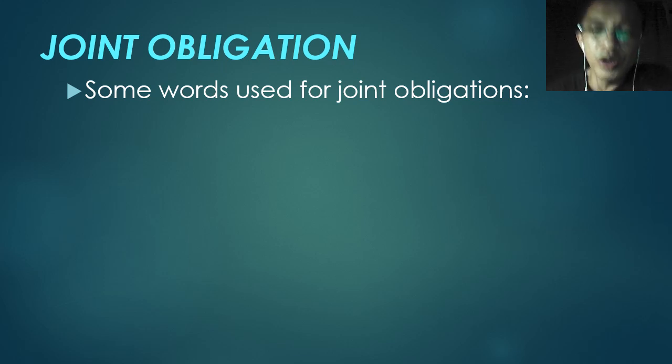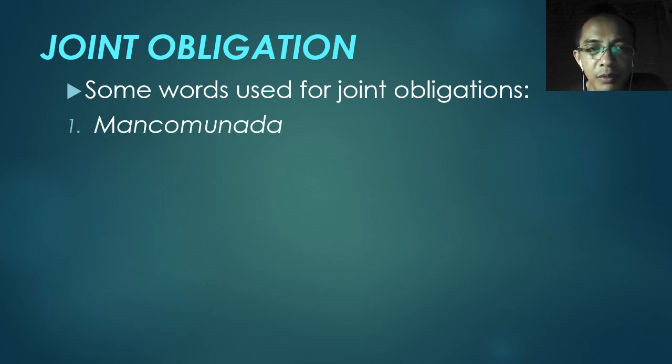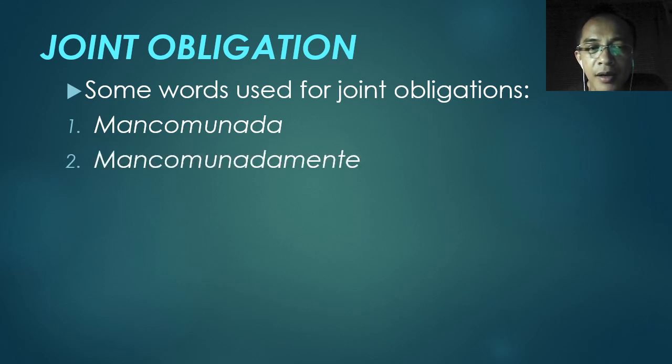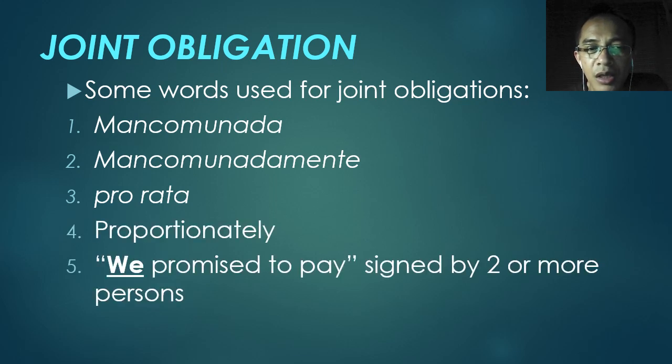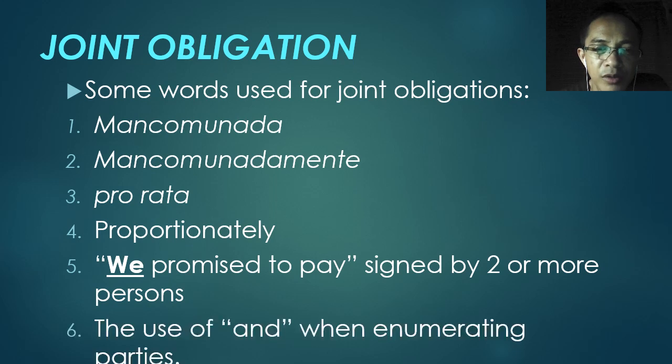Some words used for joint obligations. So take note of these words, class. Kaya sa board exam, minsan ginagamit ito. If you encounter these words, ang meaning niyan, class, joint ang obligation. Number 1, mancomunadamente, pro rata, proportionately. We promise to pay, signed by two or more persons. Okay? Joint yan. Kasi minsan ang nakasulat ay "we promise to pay," tapos tatlo sila ng pirma. Okay? So kapag the pronoun used is we, tapos signed by two or more persons, ibig sabihin jointly liable sila. So take note of this, class, ibig sabihin ito, joint obligation.